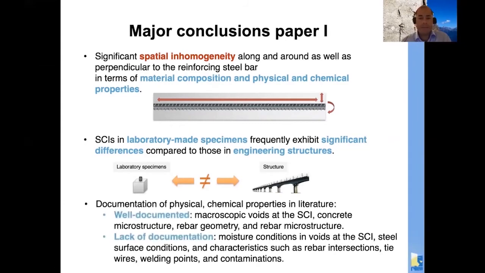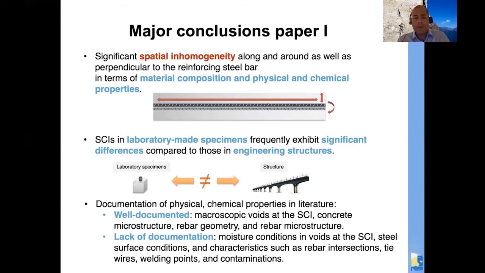And finally, it was found that some of the steel-concrete interfacial characteristics are better documented in the literature than others. For instance, macroscopic voids, such as air voids and bleed water zones, are relatively well documented.